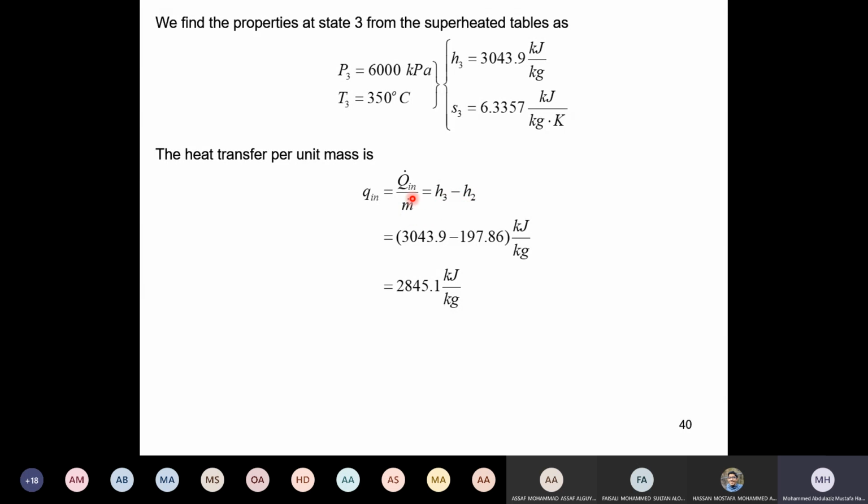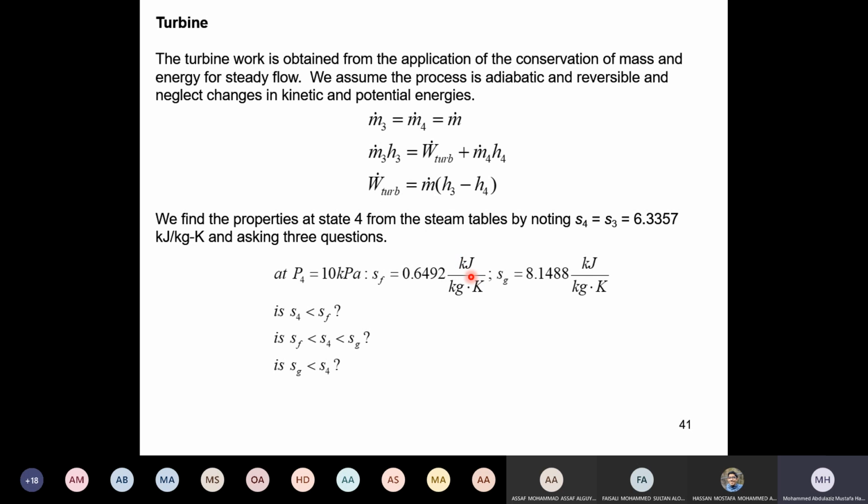So now we go here and calculate Q in is equal to H3 minus H2. Don't forget about M dot now. Even if you are given M dot, do not apply M dot. Only at the end you can apply that. So we're working now per kilogram. So calculate H3 minus H2, and this is the value you get here. Then we'll go to the turbine now, and the turbine work here is H3 minus H4.